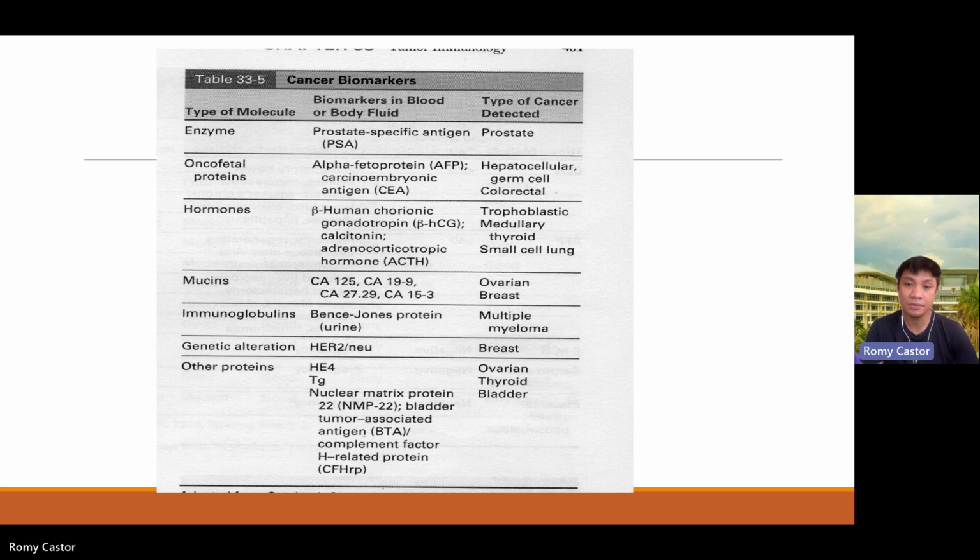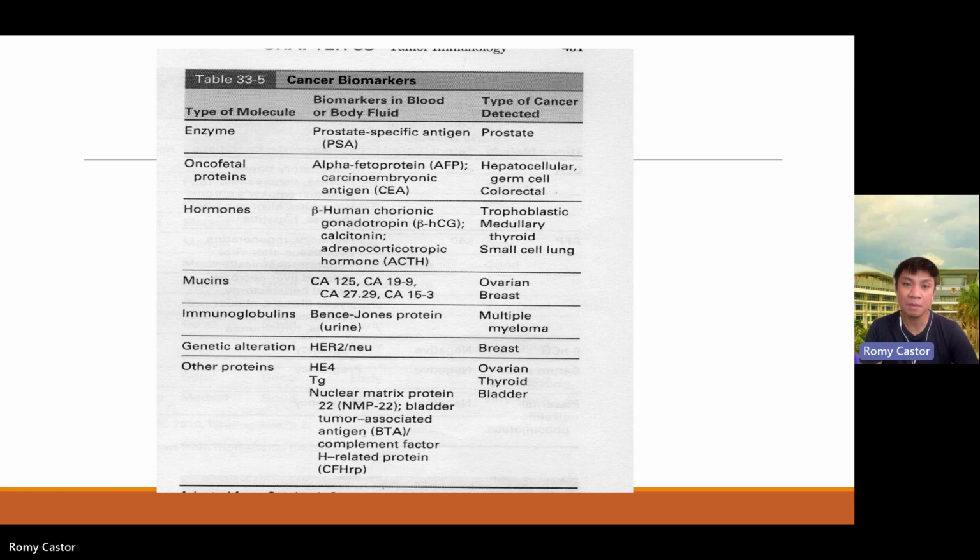Okay, for the hormones, so we have your beta-human chorionic gonadotropin for the pregnancy normally, but in the case of the cancer, that was associated with your trophoblastic cancer or medullary cancer. Trophoblastic cancer, like in the case of your hydatidiform mole or the H mole. Calcitonin, so it try to regulate our thyroid, so this was associated with thyroid cancer. Adrenocorticotrophic hormone associated with our small cell lung carcinoma.